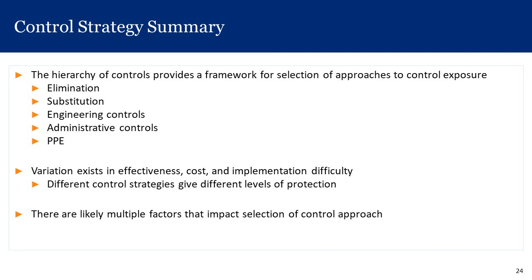So again, just to summarize different control strategies, the hierarchy of controls provides the framework that we utilize to select the controls that we select to control the risks and exposures that one may encounter. And this includes elimination, substitution, engineering controls, administrative controls, and PPE in that order, going from most effective to least effective. But again, sometimes we have to use less effective controls because that's the only thing that's practical. Variation does exist in the effectiveness, cost, and implementation difficulty. Different control strategies give different levels of protection. We must fit our control strategy to the specific scenario that we are looking to control.